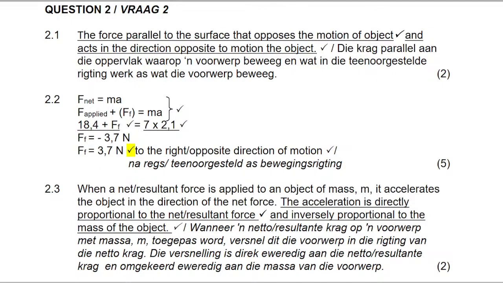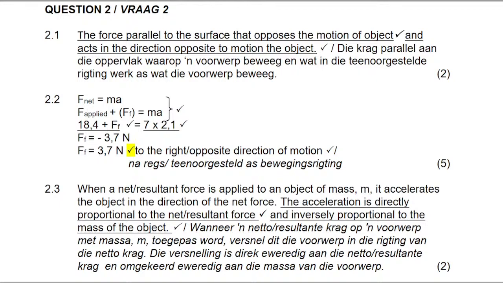So firstly, the first question, it says, define the frictional force. So here we can accept the part marking where the learner can say the force parallel to the surface that opposes the motion of the object, that will be 1 mark for that part, and acts in the direction opposite to the motion of the object, that will be another mark. So that is an easy 2 marks that learners can really get.